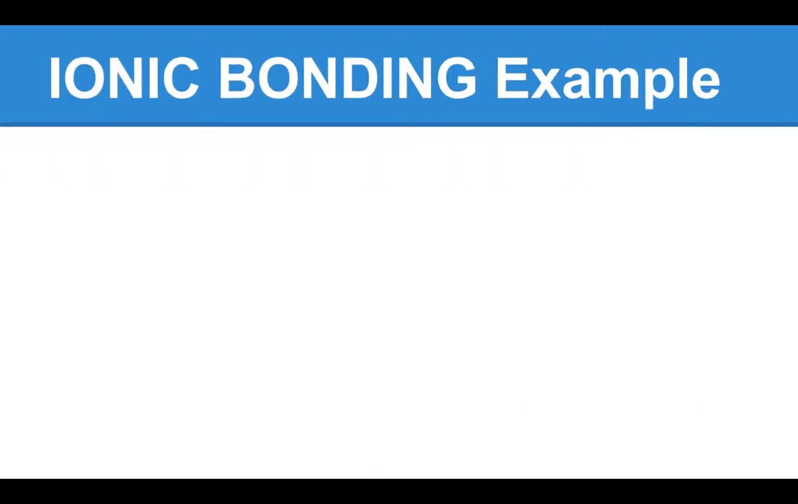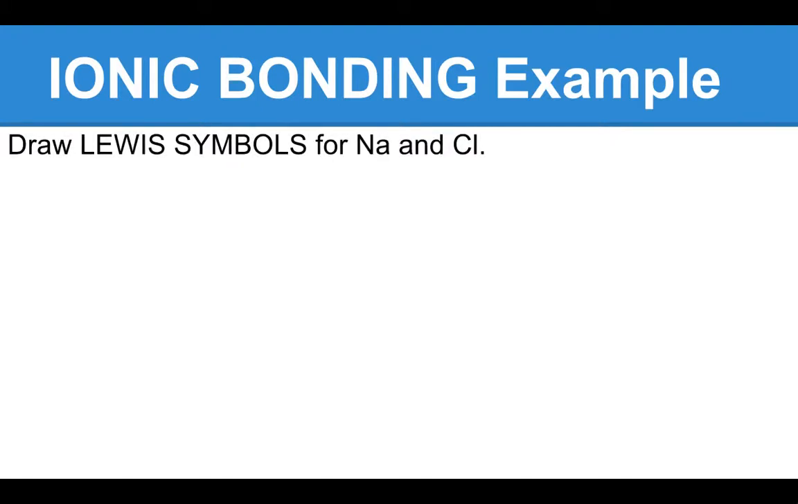So I'm going to walk you through a brief ionic bonding example to show you how ionic bonding works. What I want you to do first is draw sodium, Na, and Cl, which is chlorine. I want you to draw Lewis symbols for both of those. Pause the video right now. I'll give you as much time as you need. When you're ready, just hit play again.